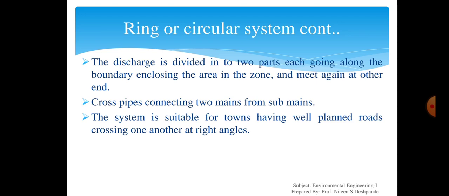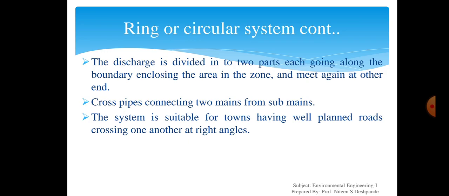The discharge is divided into 2 parts, each going along the boundary enclosing the area in the zone and meeting again at the other end. Cross pipes connecting 2 mains form submains. The system is suitable for the towns having well planned roads crossing one another at right angles.